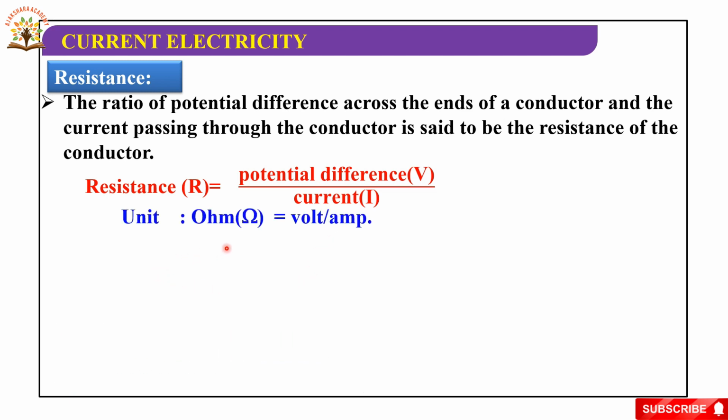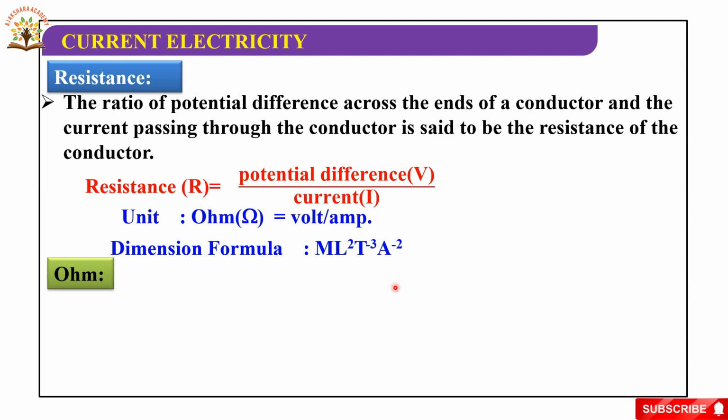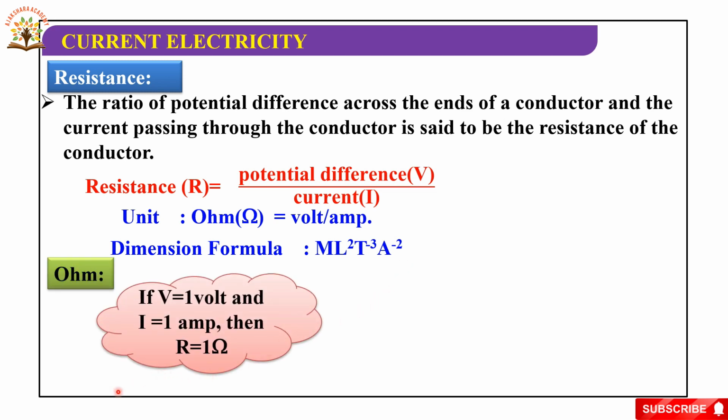The unit of resistance is ohm, that is equal to volt per ampere. The unit of potential difference is volts. The unit of current is ampere. So the unit of resistance is ohm. This is the symbol for ohm. Its dimension formula is M L squared T to the power of minus 3 A to the power of minus 2.